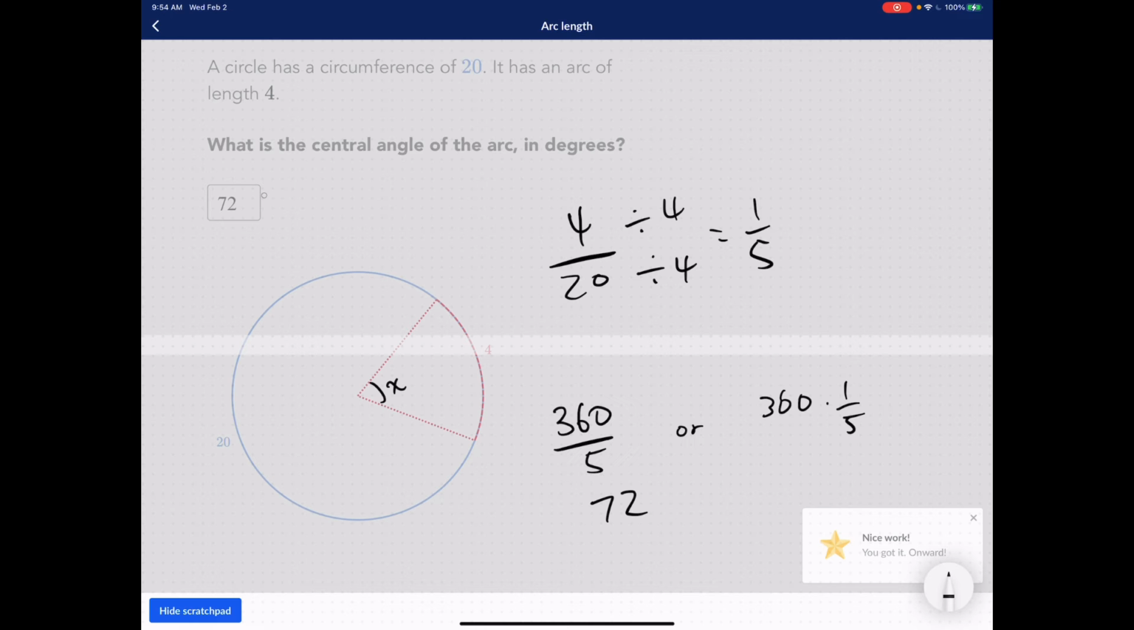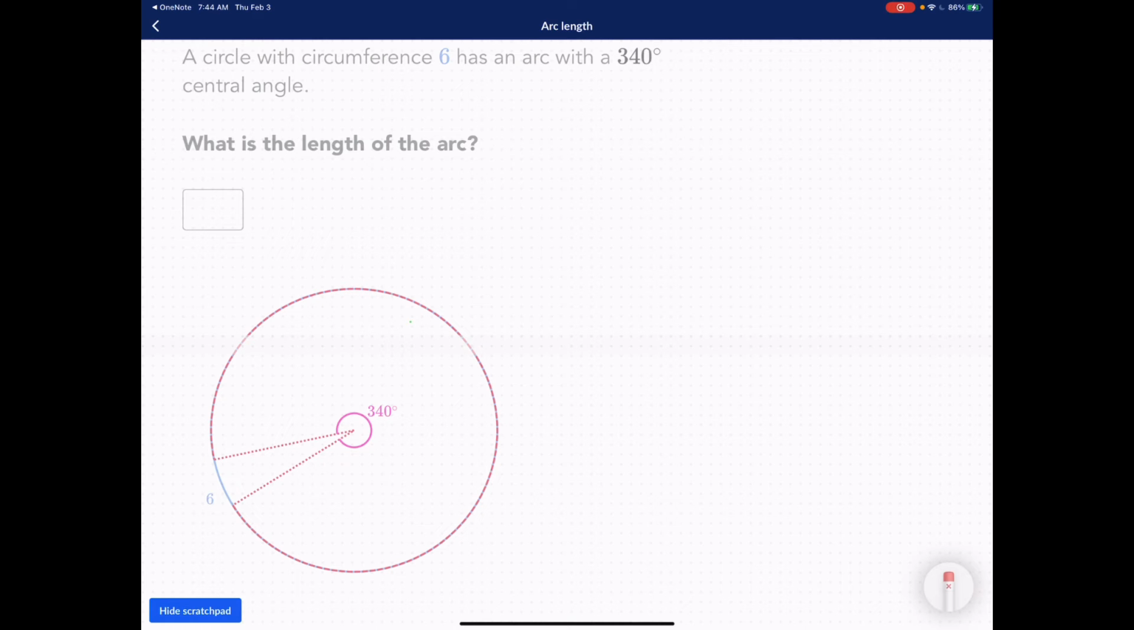Okay. So I hope that makes sense. Remember, this right here is a fifth, right? Like we did right here, of what? 360 degrees, because we're finding the central angle, right? Which is in 360 degrees. Okay. All right, now let's take a look at this problem right here.